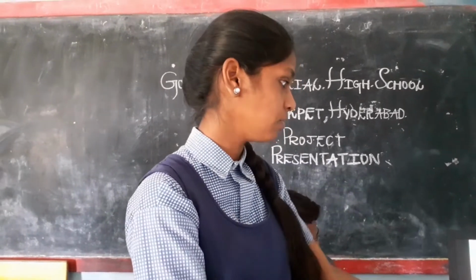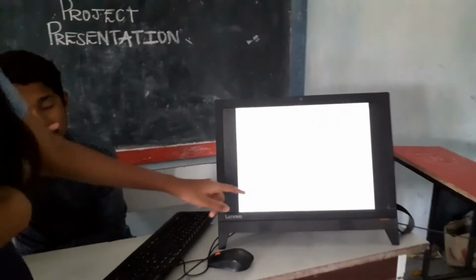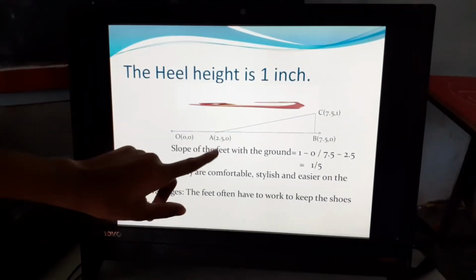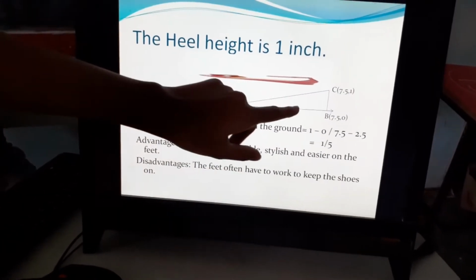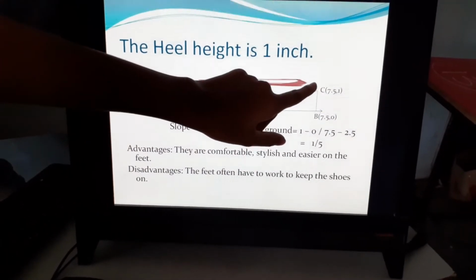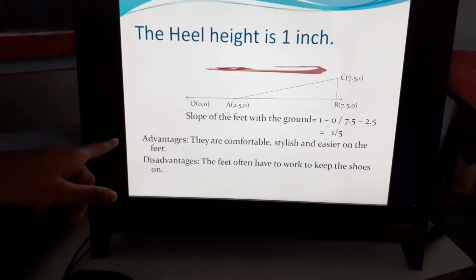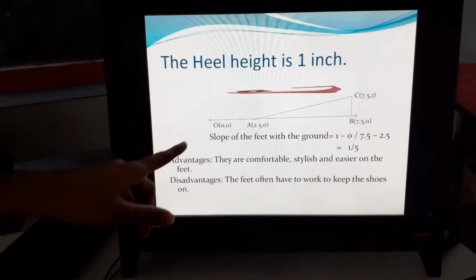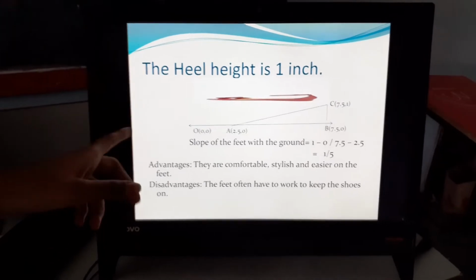When we wear footwear of 1 inch high heel, our feet rise from the ground and the slope which it makes with the ground is calculated using this figure. In general, the feet of a 10th class child is around 7.5 inches. The toe is taken at the origin and the feet is raised from the point 2.5, 0 and the height of the heel is from the point 7.5, 0 to the point 7.5, 1. To calculate the slope by using the formula y2 minus y1 by x2 minus x1, that is 1 by 5. The advantages of wearing 1 inch high heel are they are comfortable, easier and stylish when compared to other high heels. The disadvantage is most of them don't offer arch support.